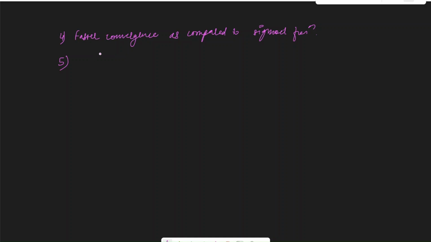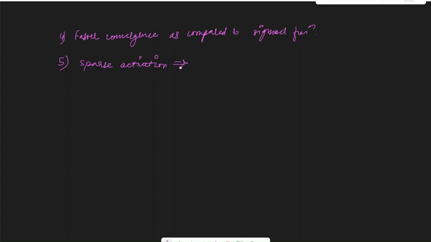Now the fourth advantage of using the ReLU function is that it has faster convergence as compared to the sigmoid function. And the last advantage of the ReLU function is that it has sparse activation.